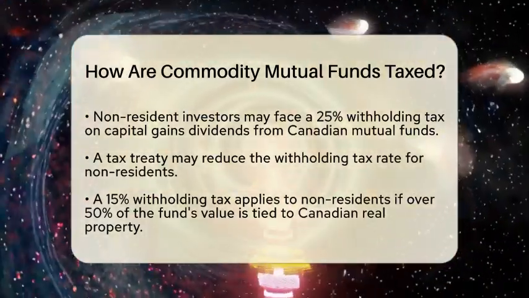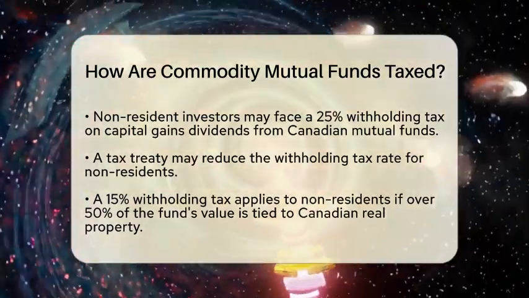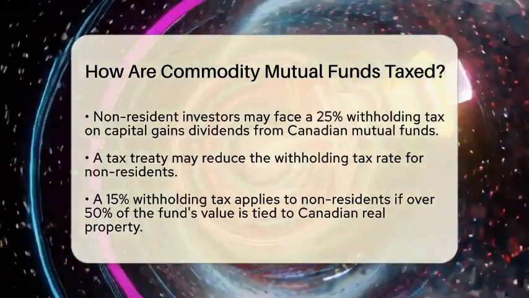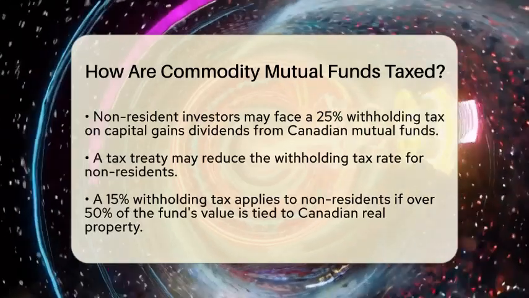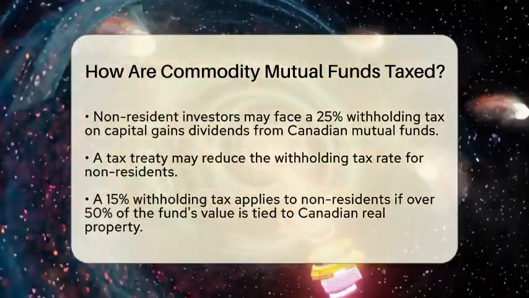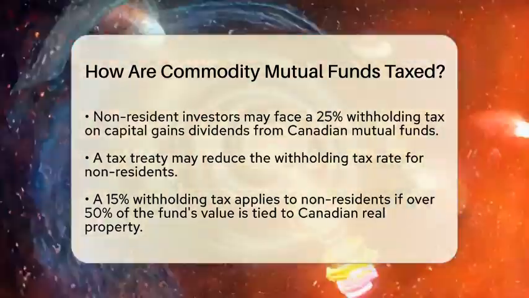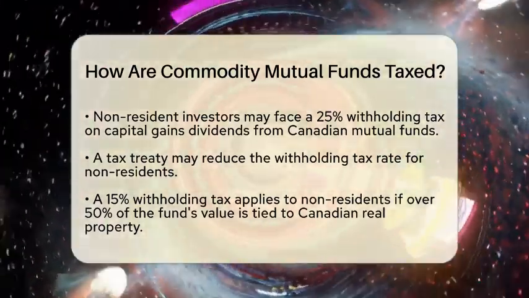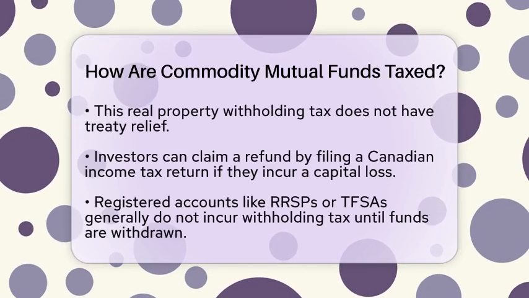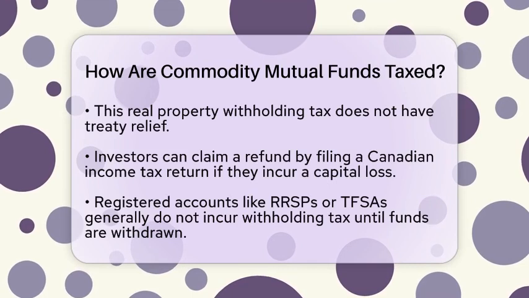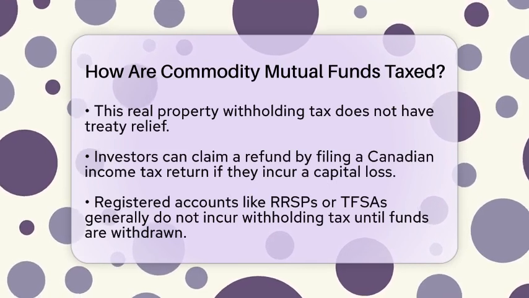Another important aspect is the withholding tax on real property exposure. If over 50% of the fair market value of the mutual fund is tied to Canadian real property, resource property, or timber resource property, a 15% withholding tax may apply to certain distributions to non-residents. And like some other taxes, this one does not have treaty relief. However, investors may claim a refund by filing a Canadian income tax return if they realize a capital loss on the investment within a specified timeframe.